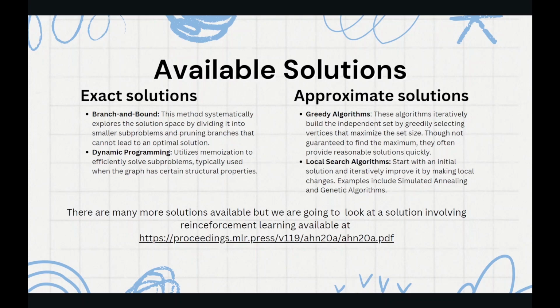All exact solutions involve a non-polynomial approach and can take a lot of time to solve, even for a normal graph. To tackle this, we have approximate solutions available, which find the correct solution with some probability. One approximate solution is the greedy algorithm, in which the algorithm chooses nodes greedily to include in the solution set. Another is the local search algorithm, which starts with an initial solution and iteratively improves it by making local changes.